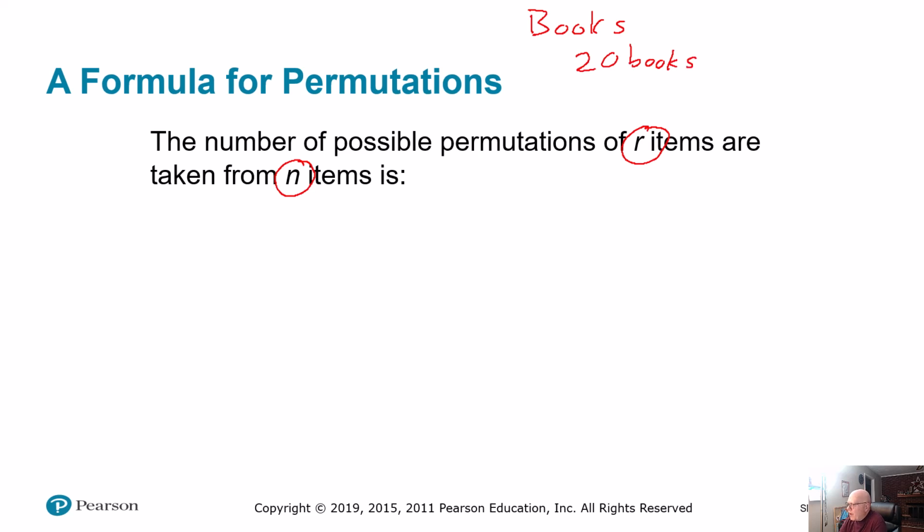But one of your favorite persons is going to drop by. Maybe your favorite author. That would be cool, right? But you only have room for 7 books. Oops. And you're wondering how many ways I could put those 7 books on the mantle if I've got 20 to choose from. Well, that's where you use the formula for permutations.